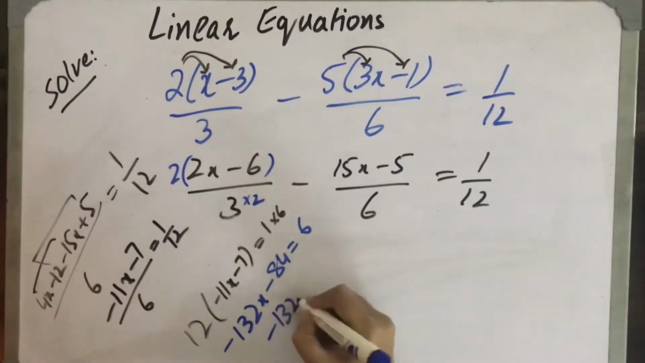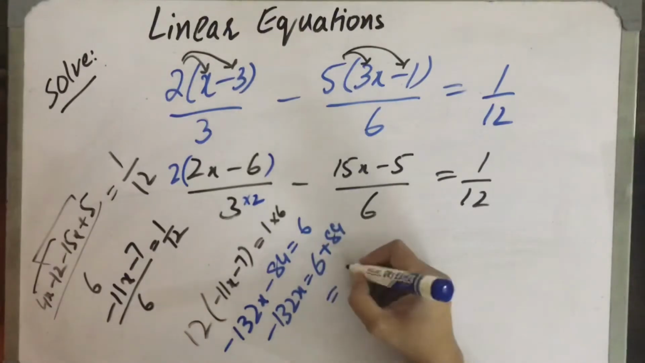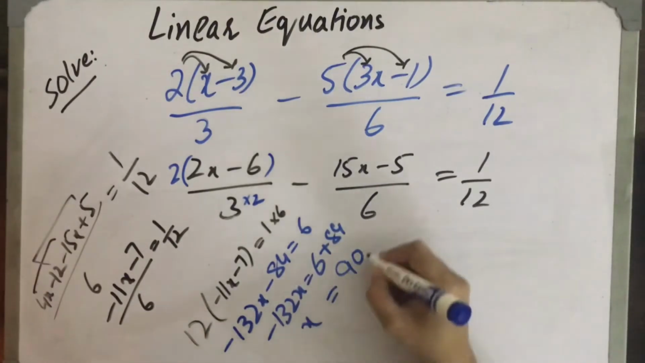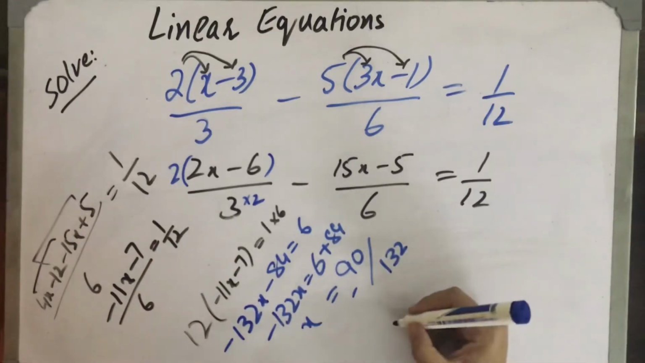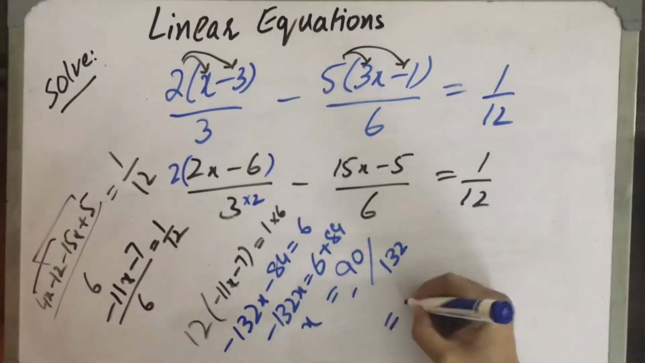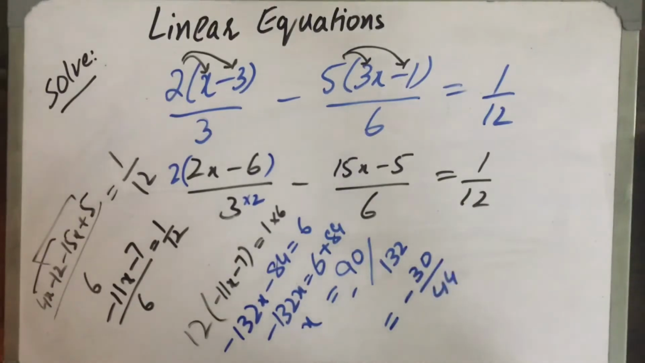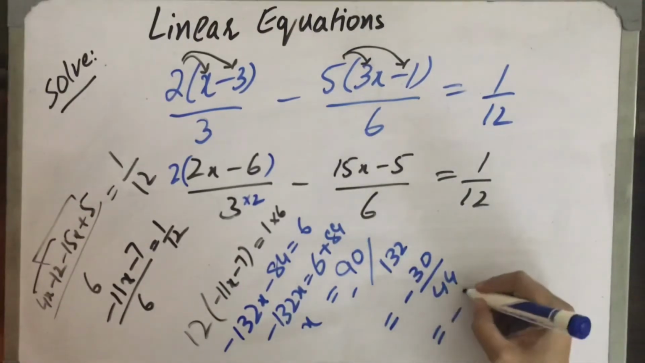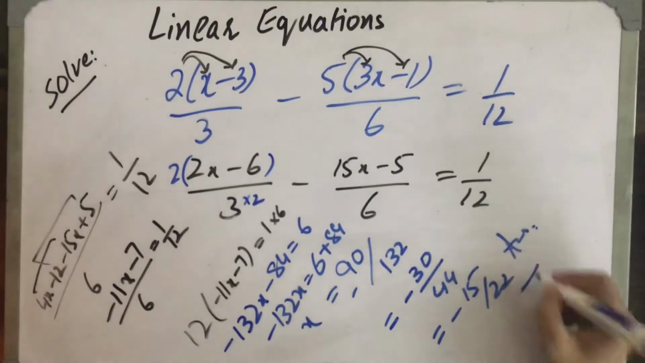84 will go to the other side. It will be positive on the other side. We shall have 90, and when we have 132 in the denominator, we can cancel it: 3 30 times and 3 44 times. Then we can have it as 2. Minus 15 over 22 is, I think, our final answer.